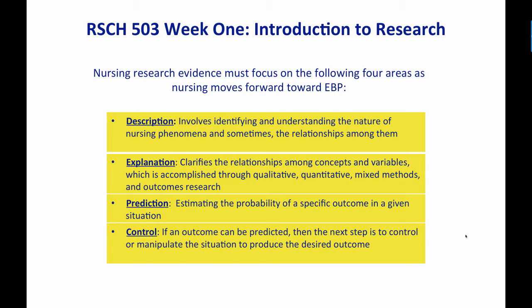Nursing research will continue to focus on 4 areas as the profession advances toward evidence-based practice. These areas include description, that is, understanding phenomena and relationships among them; explanation, or clarification of relationships; prediction, estimating the probability of an outcome in a specific situation; and control. If an outcome can be predicted, then can a situation be controlled to produce the outcome?